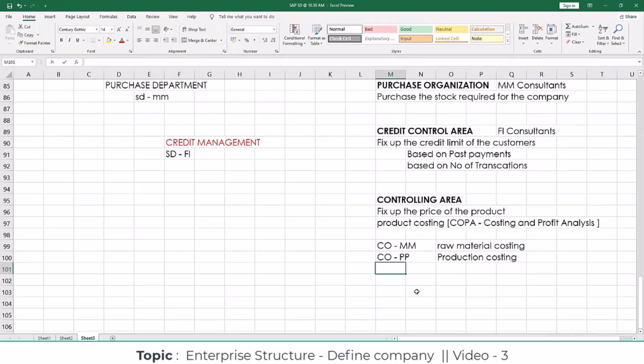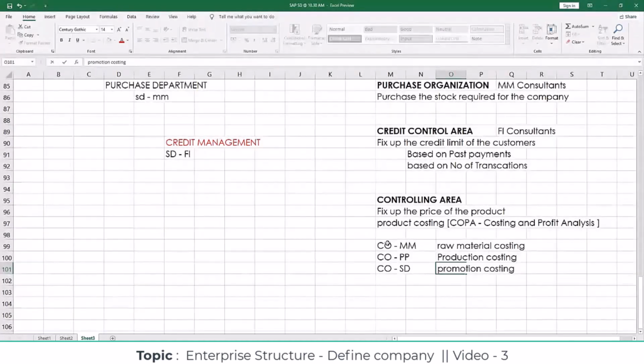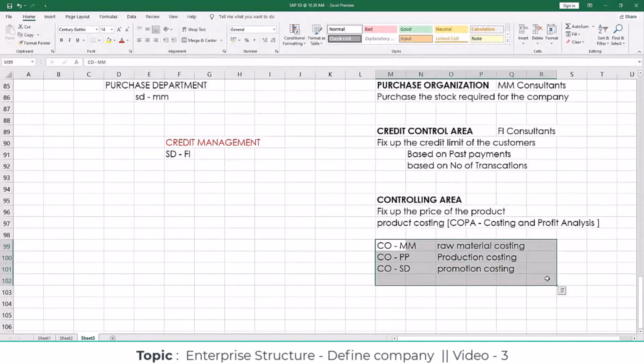Then CO team is going to be working with SD department to know the cost involved in promotion. How much amount needs to be spent on promoting a particular product. So all these factors will be taken into consideration to fix up the price of the product. Okay, so never will the sales department independently go for fixing up the price. It will be trying to work with all these departments over here.